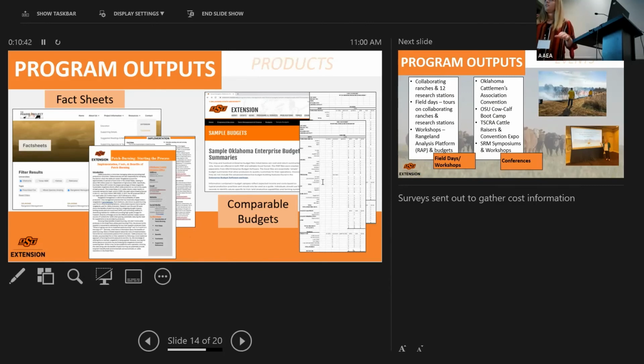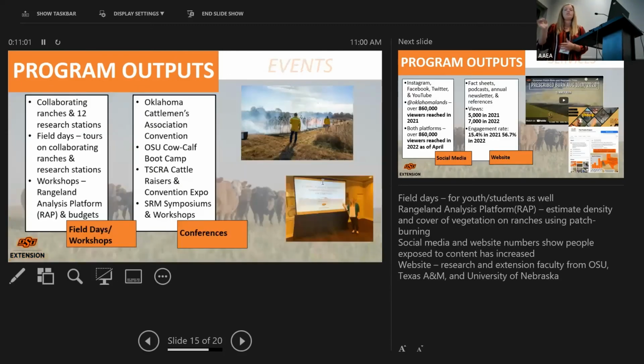And the fact sheet goes in more detail of these budgets as well as the benefits, but it also includes an implementation process for cattle producers to follow, whether they're transitioning from that traditional management that they've been doing for generations and generations, or for cattle producers who are just starting out and are wanting to implement prescribed fire on their operations.